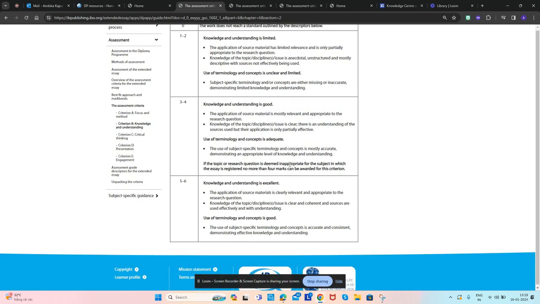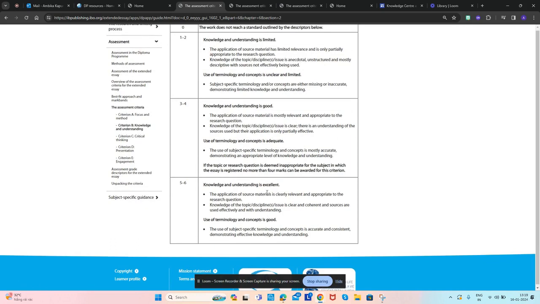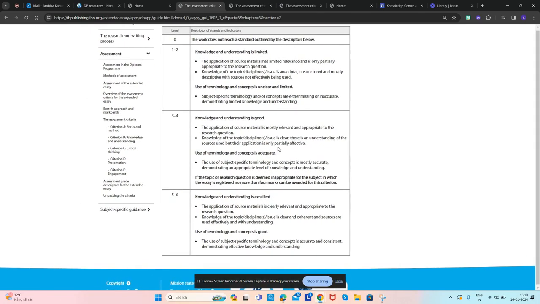In the same way, if the knowledge and understanding is excellent in criteria B, however, the use of terminology and concepts is adequate for the essay, the examiner can award a higher 4 or a low 5 when assessing the student.